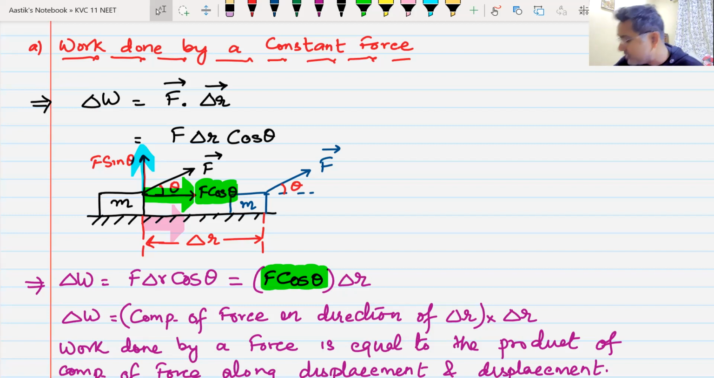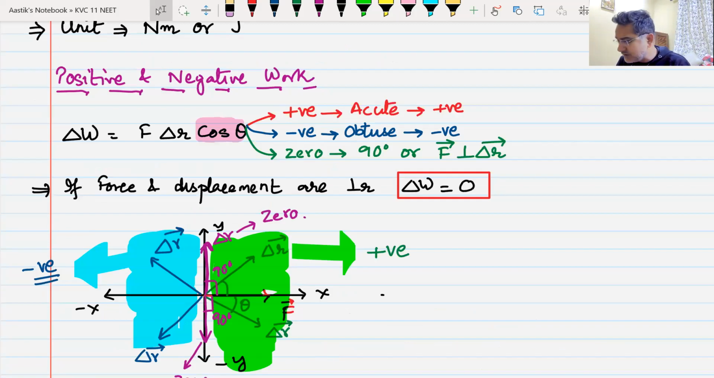If the angle between the force and displacement is acute, then the work done by the force is positive. If the angle is obtuse, the work done by the force is negative. If the angle is 90 degrees, the work done by the force is zero. Do we remember this? Yes or no?